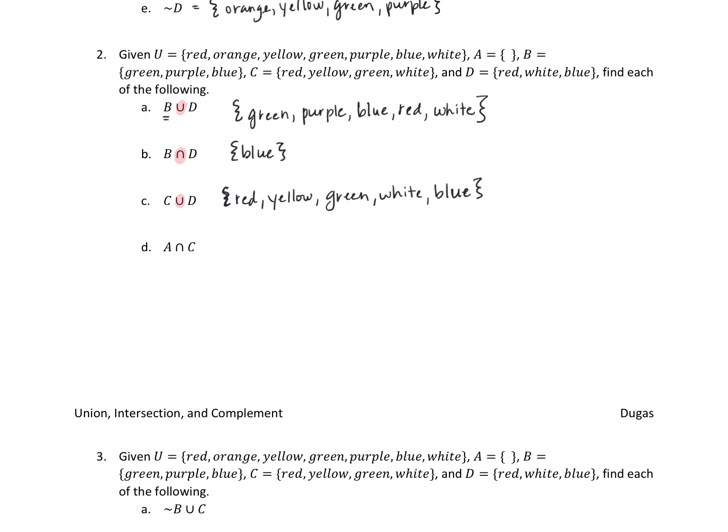All right, part D. We have A intersect C. You really want to look at what symbol you have in the middle of these two sets first. The intersection means you're only looking for what's in common. So I'm looking for what's in common between set A and set C. Notice that set A is the empty set. So that's all they're going to have in common. So this is just going to be the empty set.